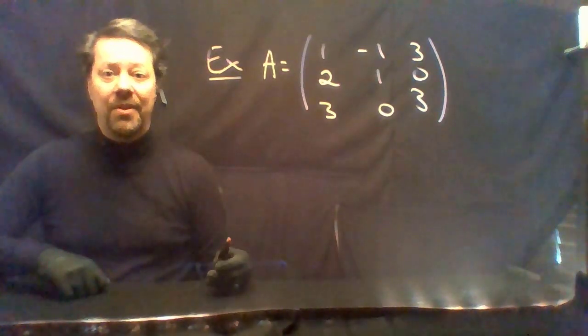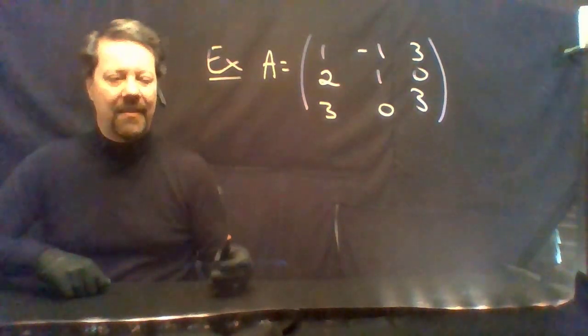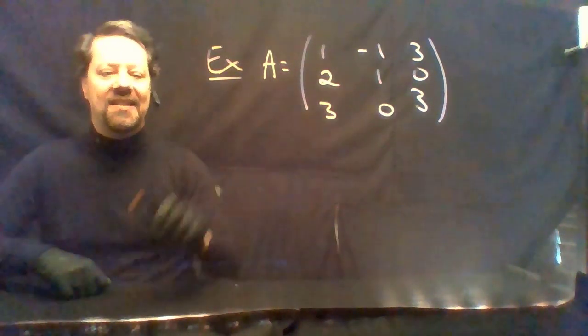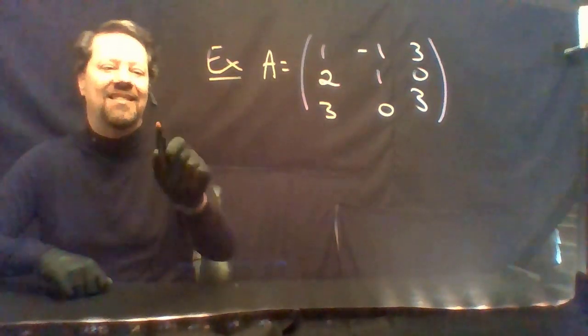I want you to know what to look for if the inverse does not exist. So we're going to look at this example where the inverse doesn't exist. How do you know? Here's what we'll do.